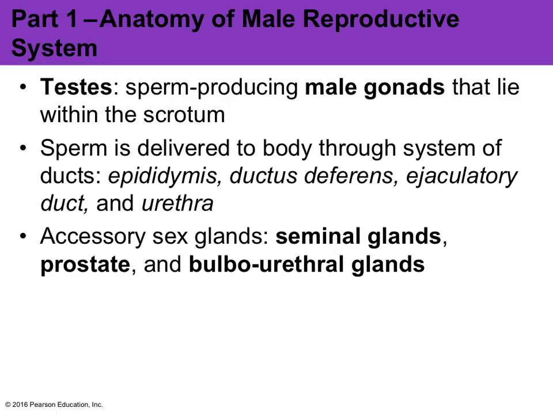Alright, so in this lecture I'm going to talk about the anatomy of the male reproductive system, and then in the next lecture I'll talk about the physiology of the male reproductive system, and then I'll do the same for the female. Alright, so the gonads in the male, of course, are the testes. They produce the gametes that are known as sperm in the male, and obviously the testes are contained within the scrotum. The sperm that develops in the testes is going to travel through the epididymis, then the ductus deferens, through the ejaculatory duct, and then finally into the urethra for export from the body. Also associated with the male reproductive system are the seminal glands, the prostate, and the bulbourethral glands.